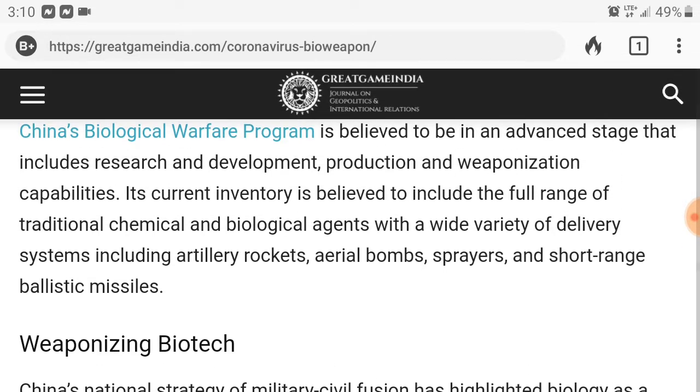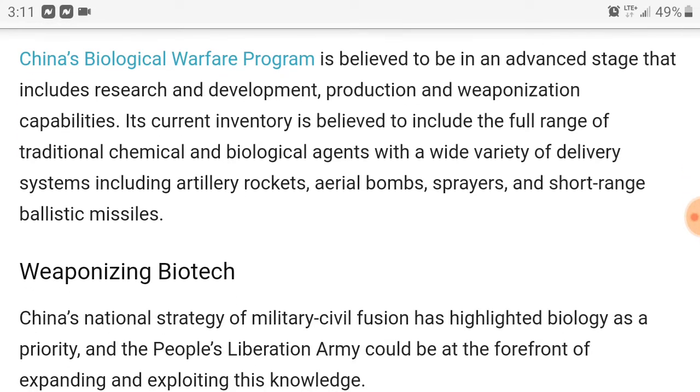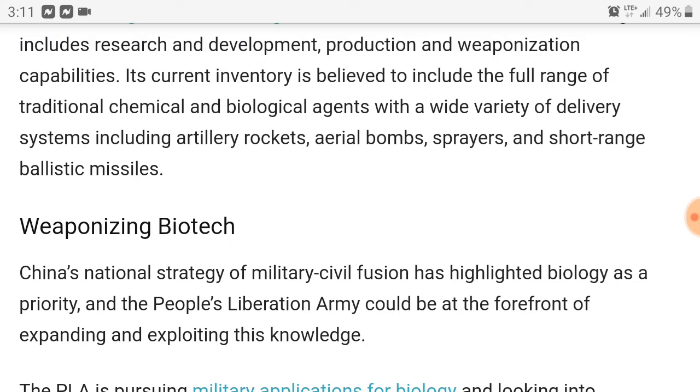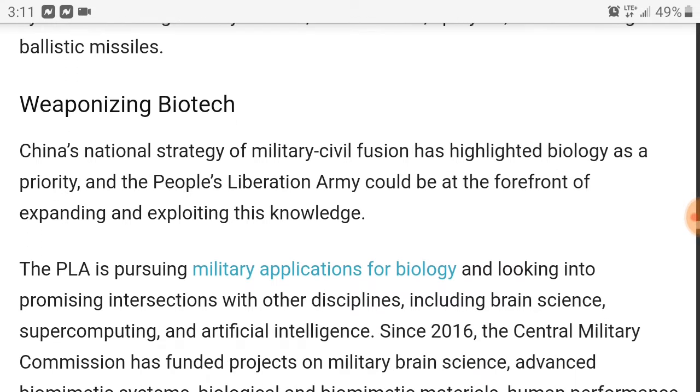So if you listen and read every bit of this, it talks about China's biological warfare program being believed to be in an advanced stage that includes research, development, production, and weaponization capabilities. Its current inventory is believed to include the full range of traditional chemical and biological agents with a wide variety of delivery systems, including artillery, rockets, aerial bombs, sprays, and short-range ballistic missiles.